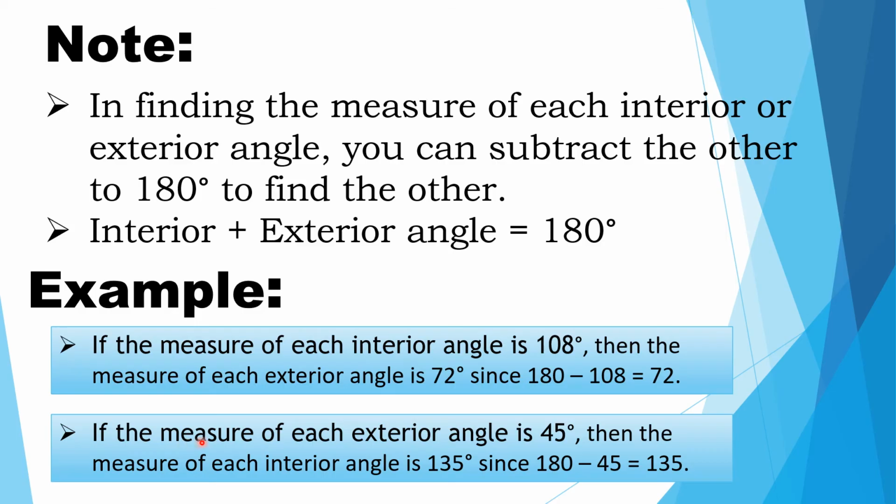If the measure of each exterior angle is 45 degrees, then the measure of each interior angle is 135 degrees, since 180 minus 45 is equal to 135.